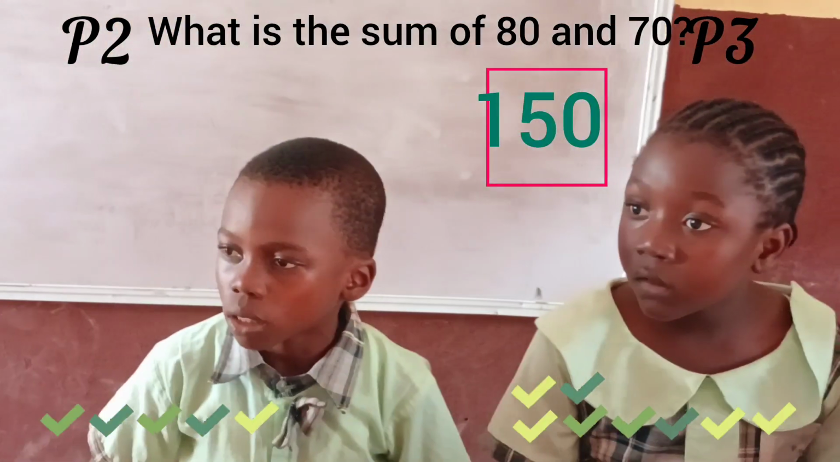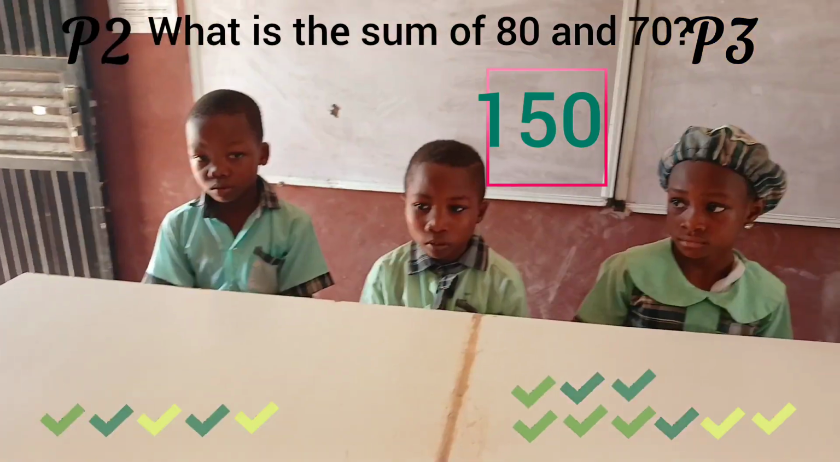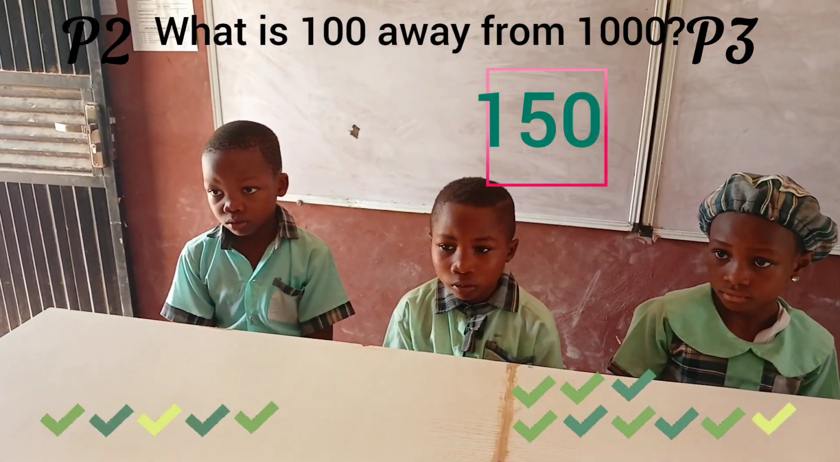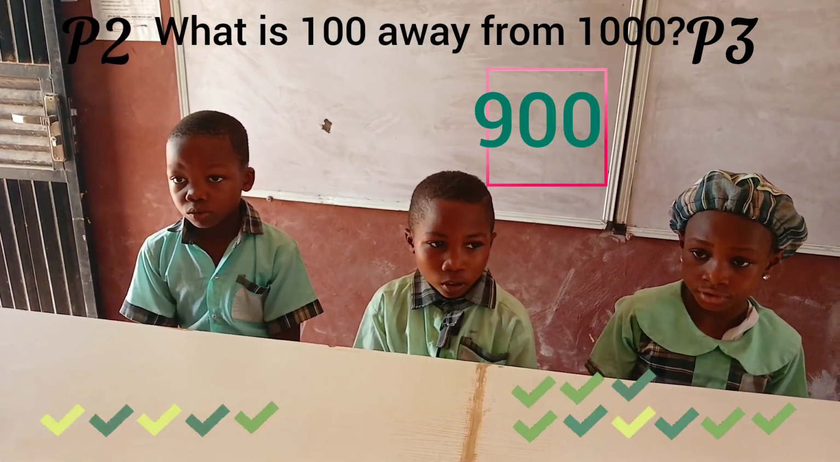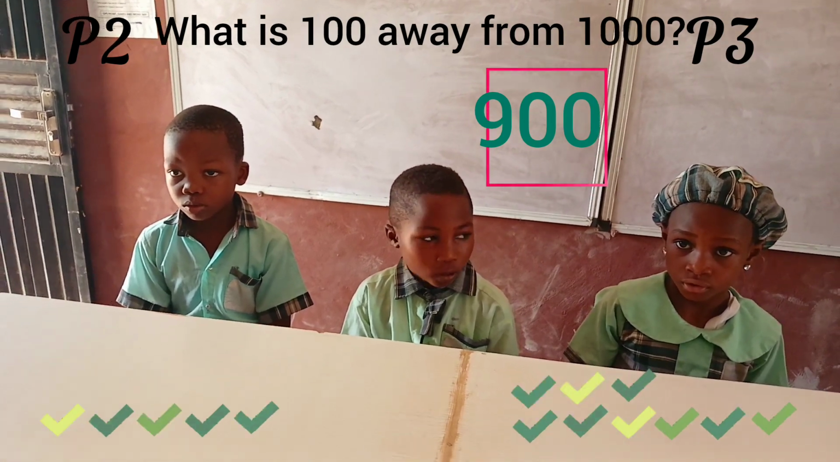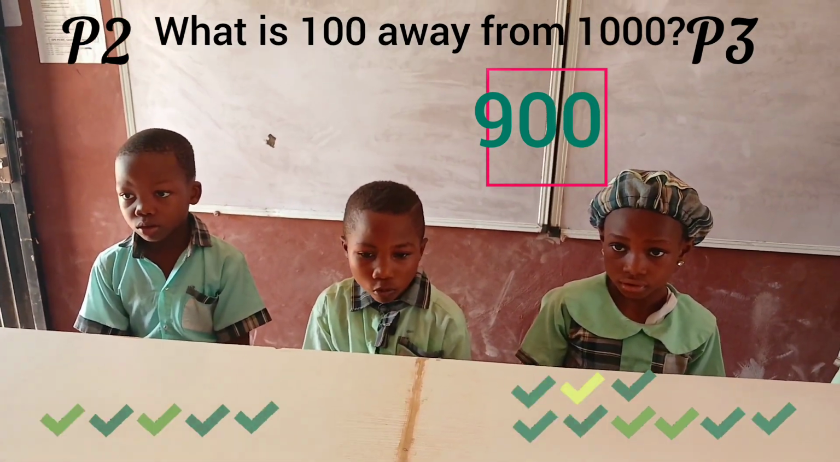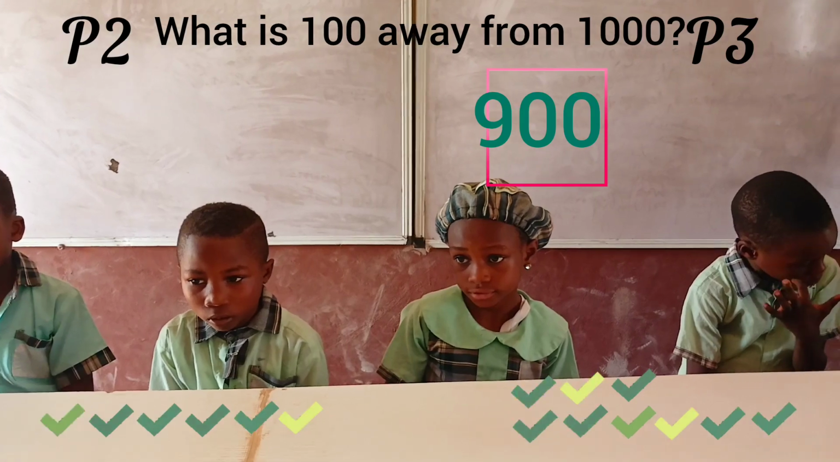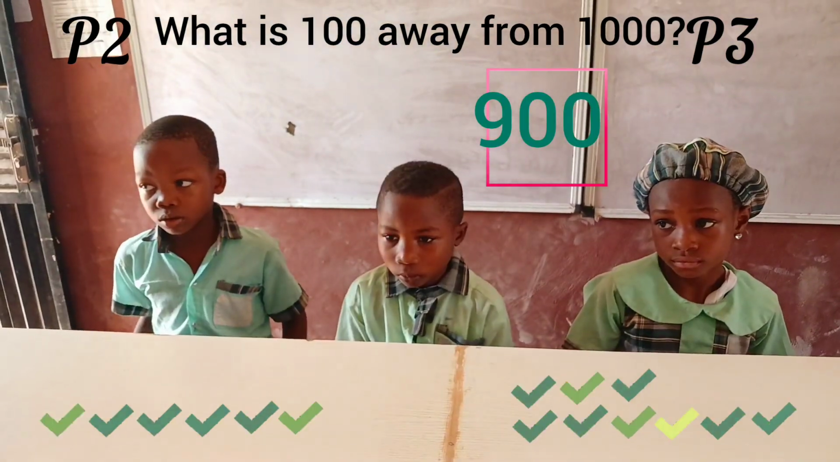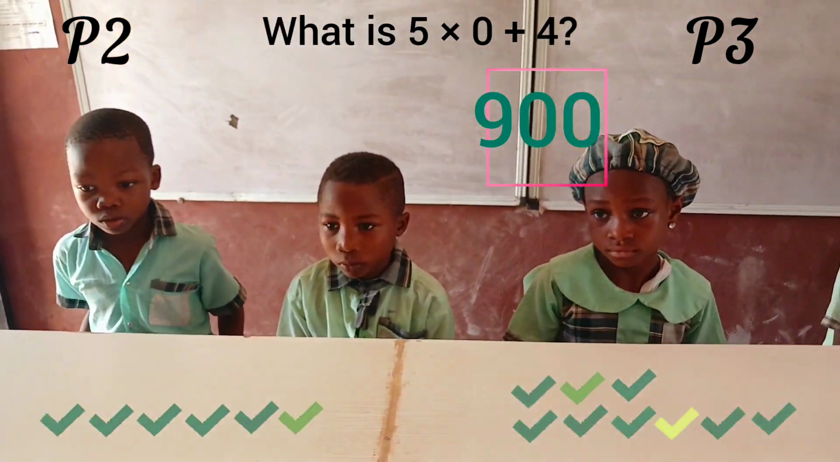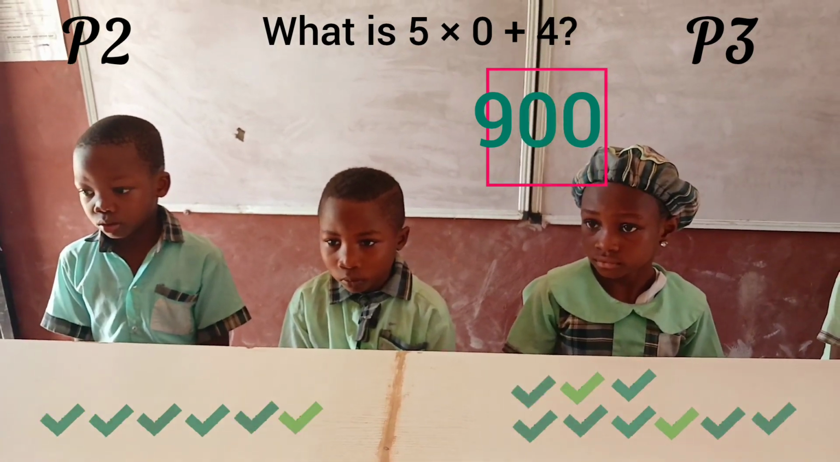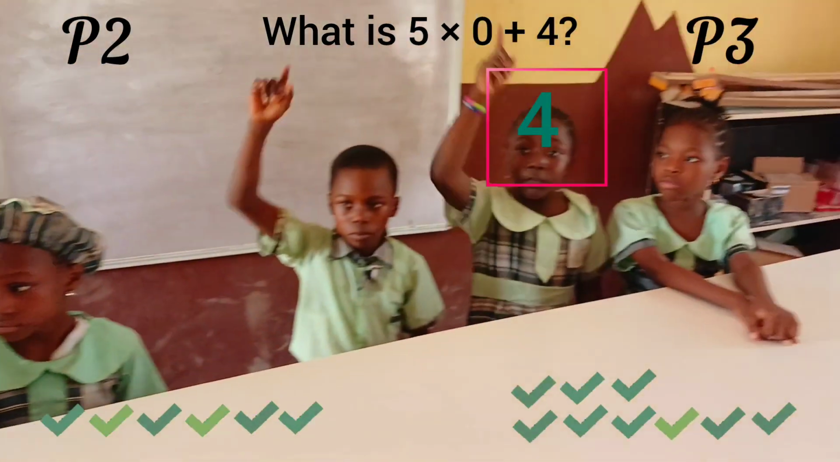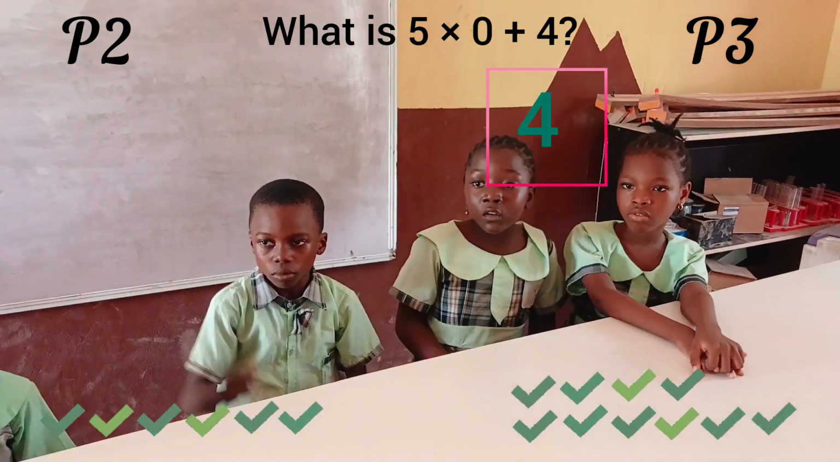Yes. Is correct. What is 100 away from 1,000? 100 is correct. What is 5 times 0 plus 4? 4. 4 is correct.